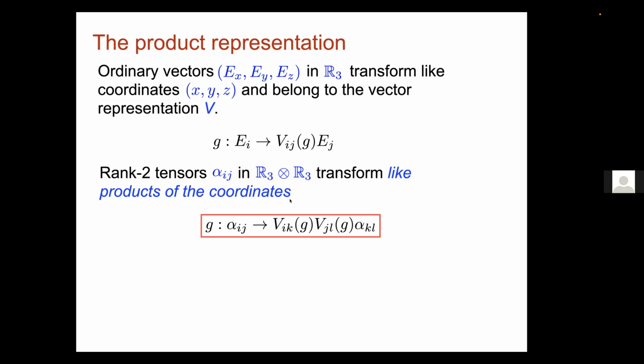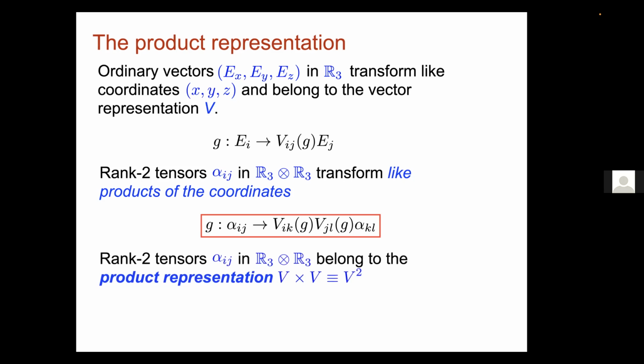So I need two matrices from the vector representation. And this, by definition, is the product representation. You realize that this is in principle a 9 by 9 representation because general tensors have 9 independent components. In the case of polarizability, that's a particular case because they are symmetric. They only have 6 independent components, but we are speaking in general.